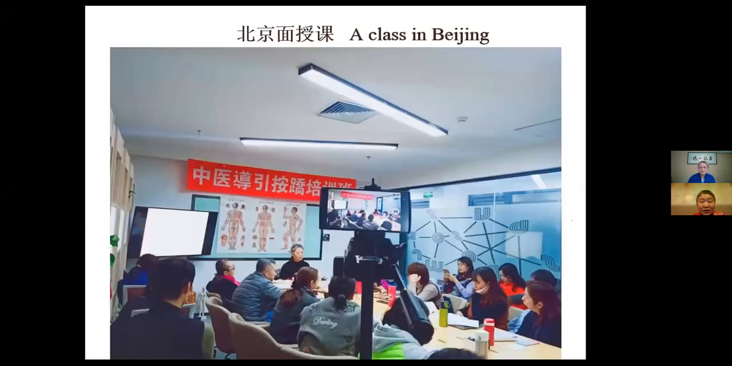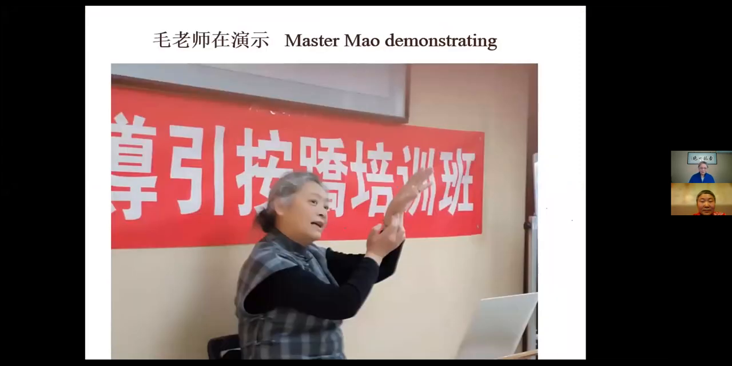So this is the photo where Massimo was doing the class in Beijing. And Massimo was demonstrating how to find the acupuncture points correctly. Because some of the acupuncture points in Dong Yan Anqiao are different from the traditional acupuncture points, and normally they use the bone. Yeah, and Dong Yan Anqiao requires a very accurate location of all the acupuncture points.